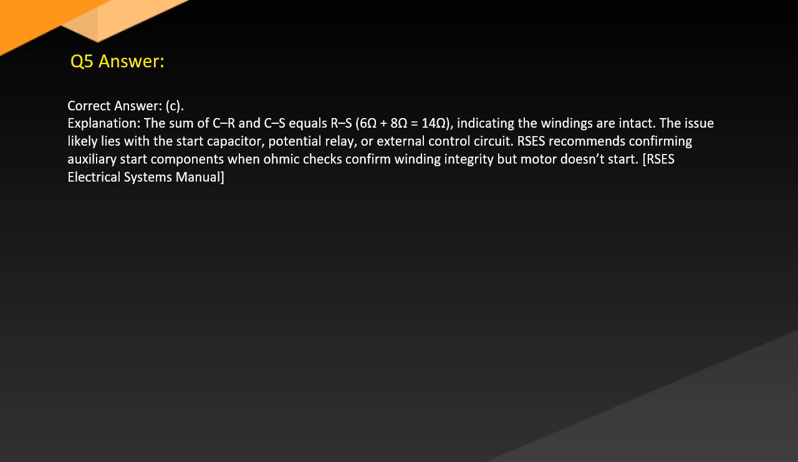Answer. Correct answer: C. Explanation. The sum of C-R and C-S equals R-S: 60 plus 80 equals 140, indicating the windings are intact. The issue likely lies with the start capacitor, potential relay, or external control circuit. RSES recommends confirming auxiliary start components when ohmic checks confirm winding integrity but the motor doesn't start. RSES Electrical Systems Manual.